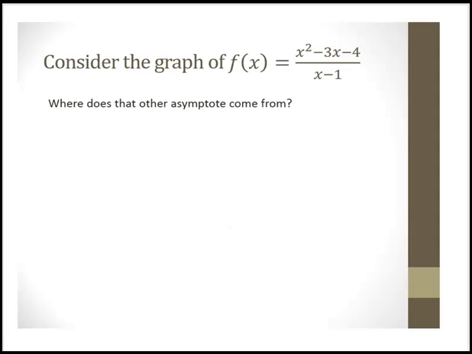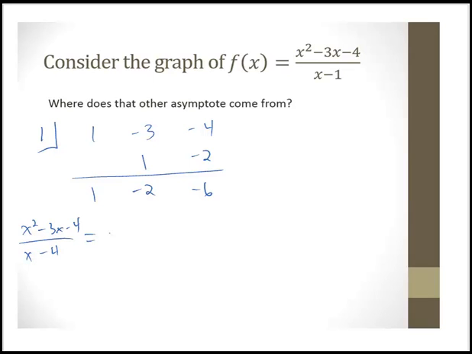I'm going to use long division. Actually, since I'm dividing by x minus 1, I'm going to use synthetic division. So let me divide 1 into x squared minus 3x minus 4. Drop the 1, multiply. It's 1, add is negative 2, multiply negative 2, negative 6. So what that tells me is x squared minus 3x minus 4 over x minus 1 is x minus 2, and then we have a remainder term of negative 6 over x minus 1.